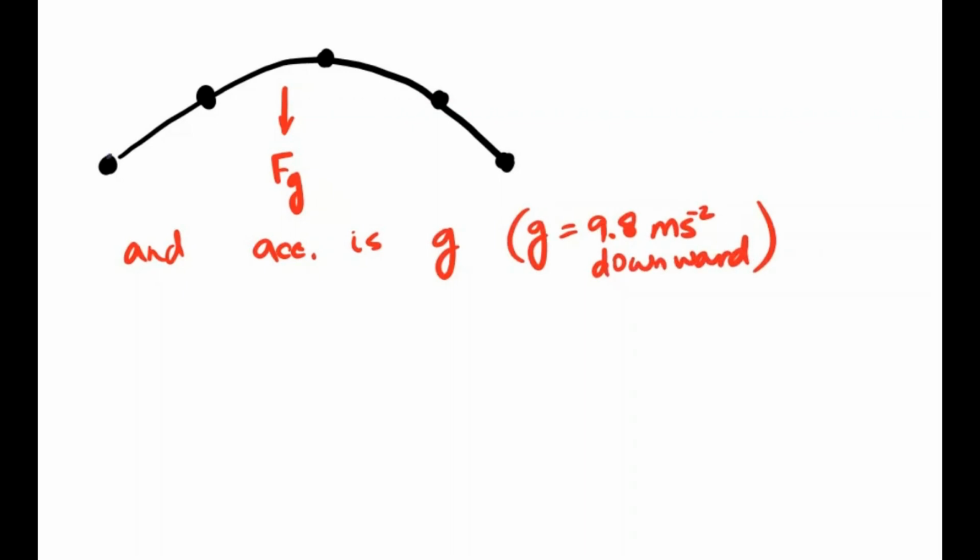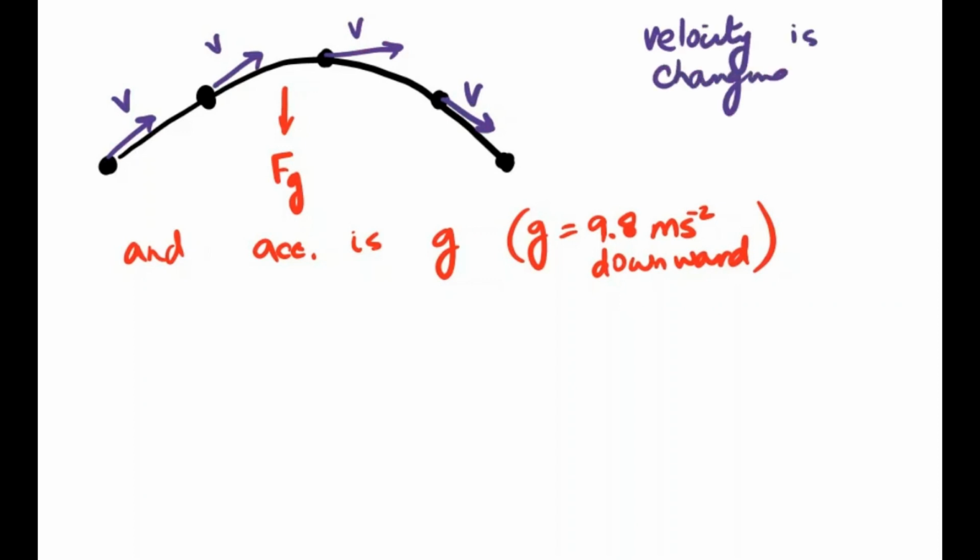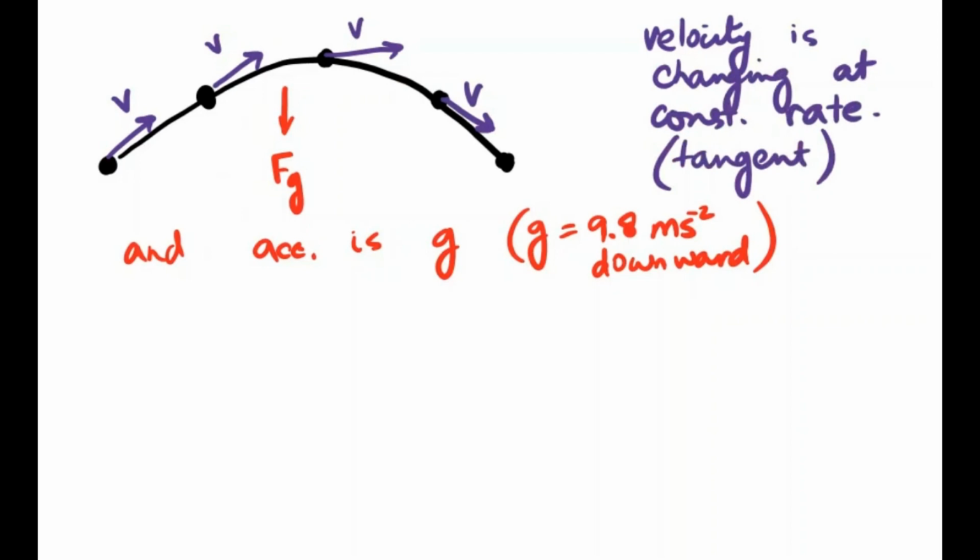Now, when we analyze projectile motion, the key to remember is that it is in two dimensions, which means that we have to look at the velocity in two directions, the x and y direction. But keep in mind that the velocity is changing at a constant rate, and that's how we can see the acceleration of gravity is 9.8 due to gravity.